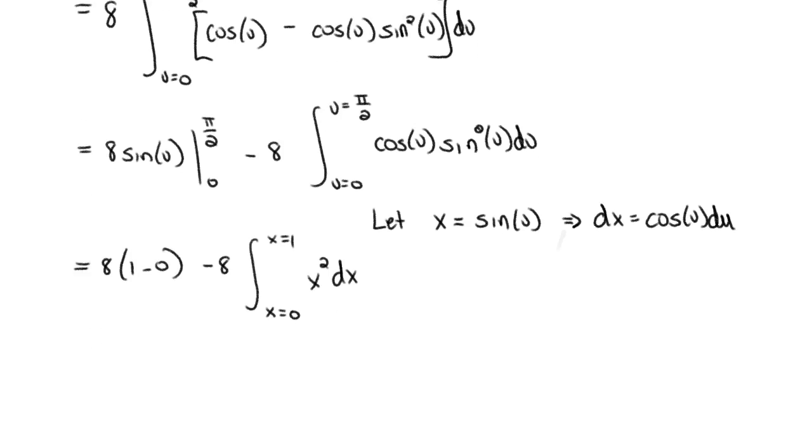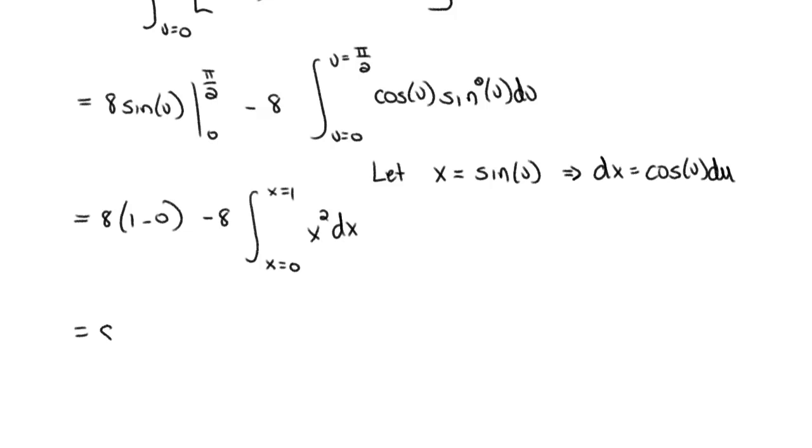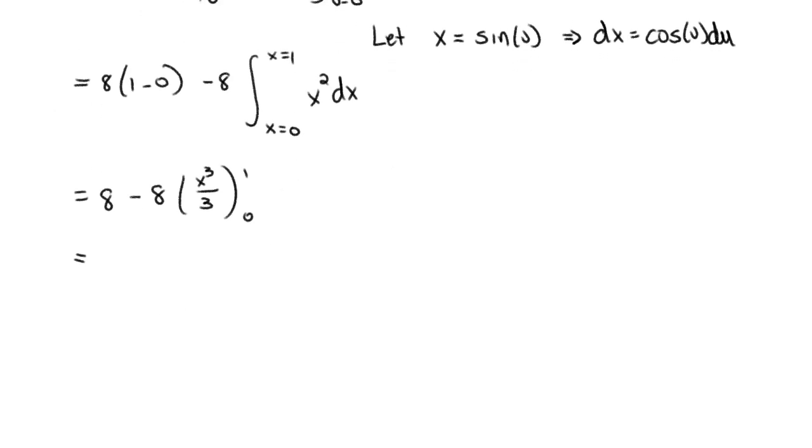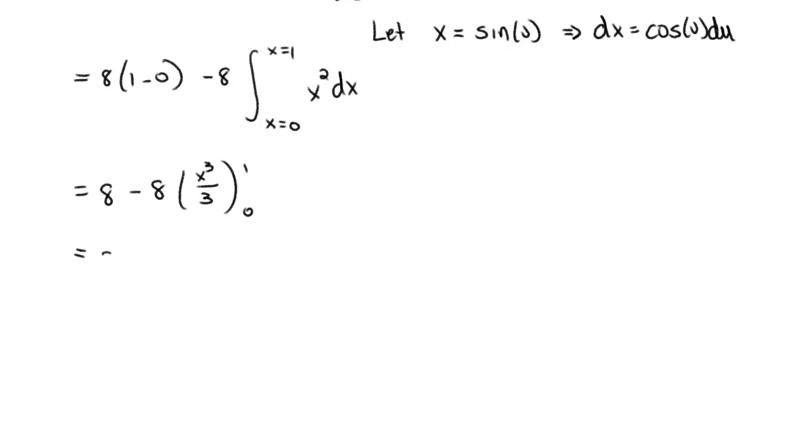It's very nice, actually. So this is going to be 8 minus 8 times x cubed over 3 from 0 to 1. So that's just 8 minus 8 thirds, which is 24 thirds minus 8 thirds, which is 16 thirds. All right. And I think that's absolutely correct. I think that we did everything correct there.